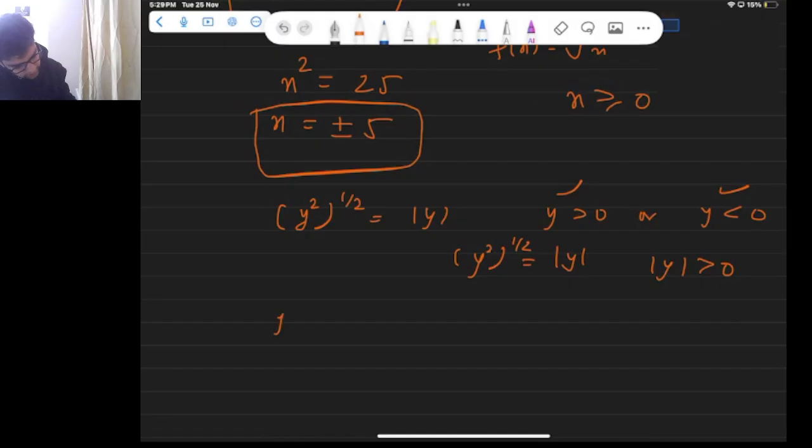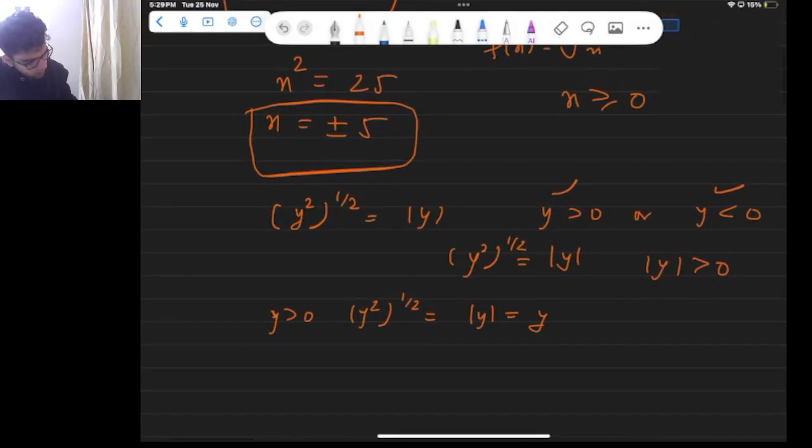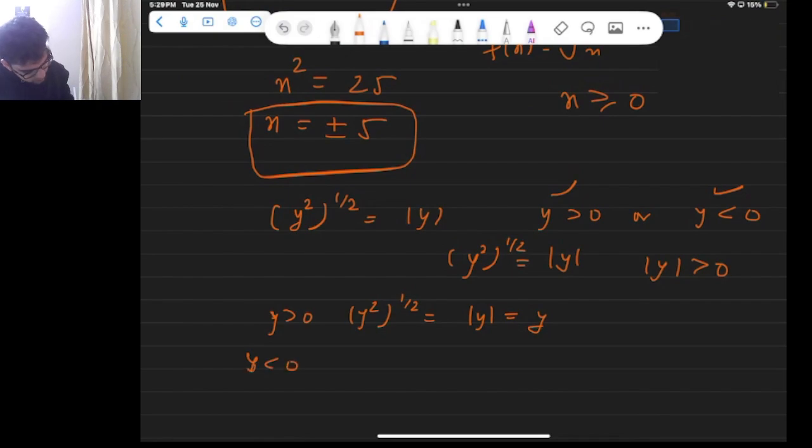So if I say that y is greater than 0, then the root of y square will be mod of y, which will be equal to y. But if y is negative, I'll be saying that the root of y square is mod of y, which means that this is equal to negative y, right? This is a very important statement. I'll show you how we'll be applying this, right?